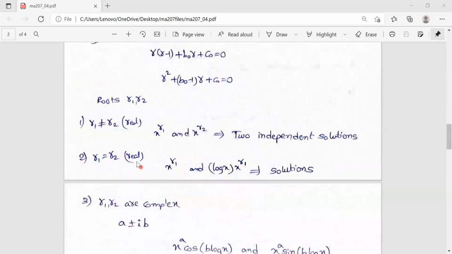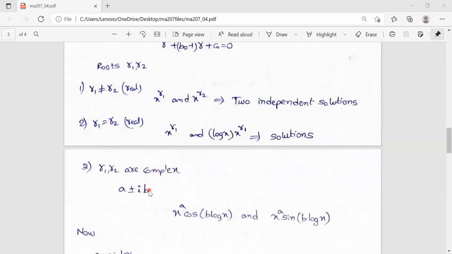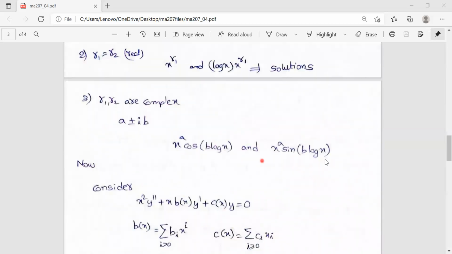There are three possibilities for these two roots: both real and not equal, real and equal, and both complex. If both are real and not equal, then we get two independent solutions. If both are equal, then the two independent solutions are x power r and log x times x power r. If both are complex, then these two are the solutions for the above equation.